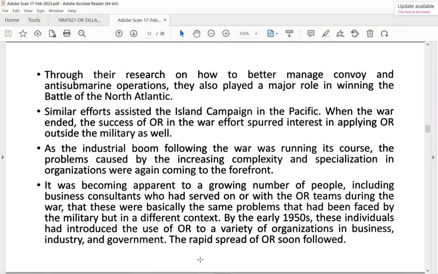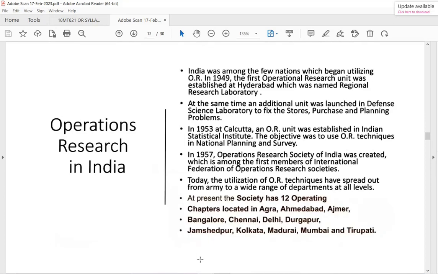You can go through the same. In India, operation research is present in many organizations, from the year 1949. The first operation research unit was established in Hyderabad, named the Regional Research Laboratory. They might ask you to explain operational research established in India, so you should be able to explain the same.